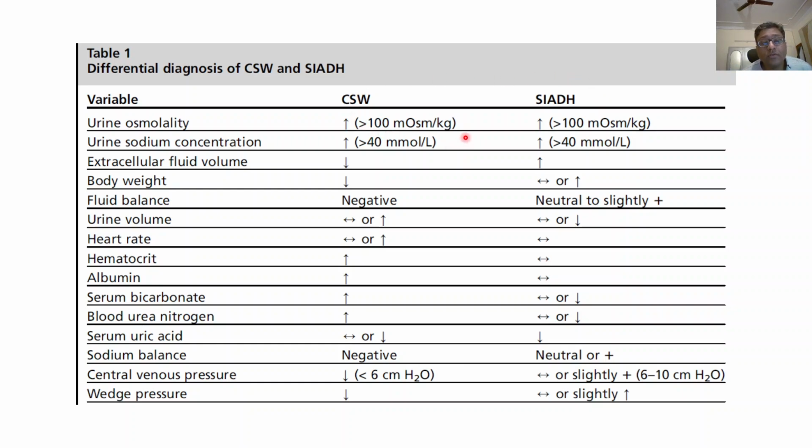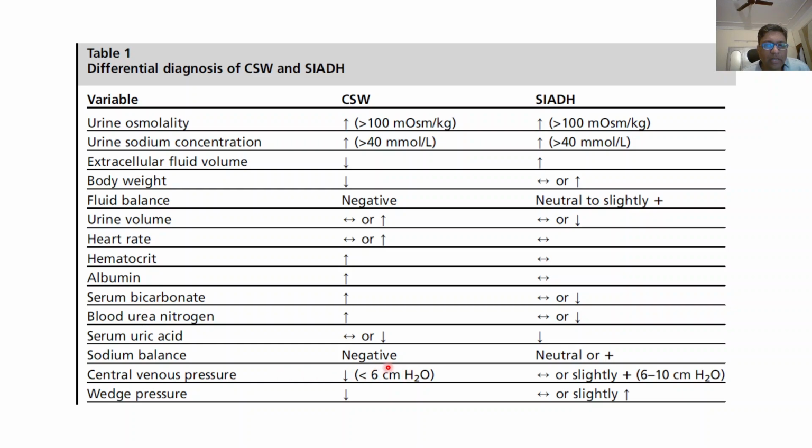Urine osmolality is high in both of these because urine sodium excretion is more. It is more than 100 in SIADH, maybe slightly more in CSW. Urine sodium concentration is high, more than 40. Extracellular fluid volume is definitely less in salt wasting; SIADH is euvolemic or maybe hypervolemic. Body weight or cumulative fluid balance will be neutral to slightly positive in SIADH. It is definitely going to be negative in salt wasting. Urine volume is going to be high in salt wasting, and normal or slightly less in SIADH.